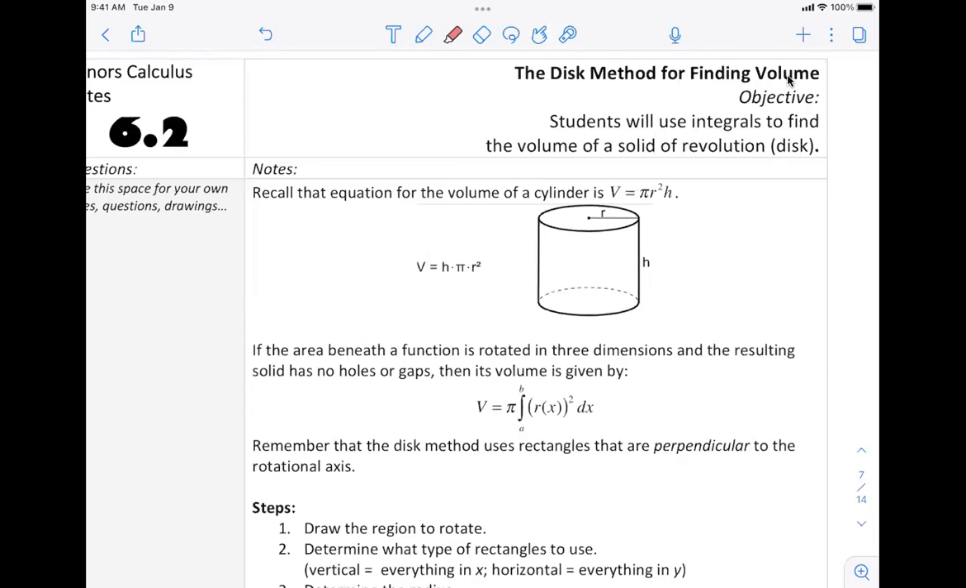This is lesson 6.2. This is the disk method for finding volume. We will use integrals to find the volume of a solid of revolution. So this is a little tough. I'm sorry we're not in person for this.